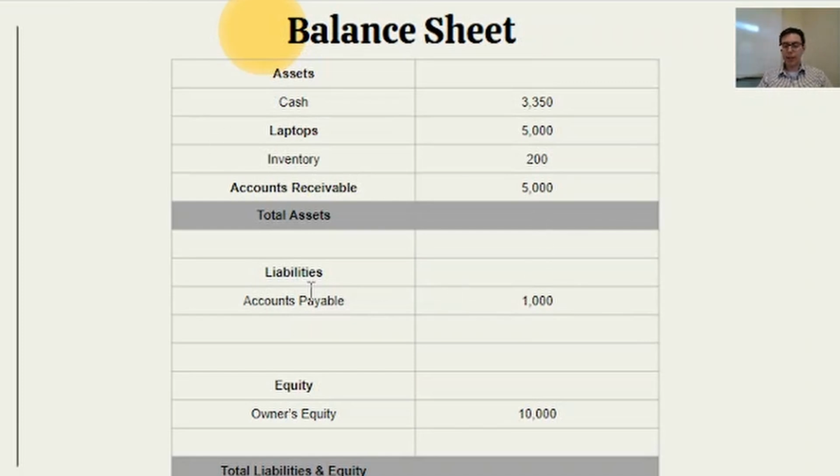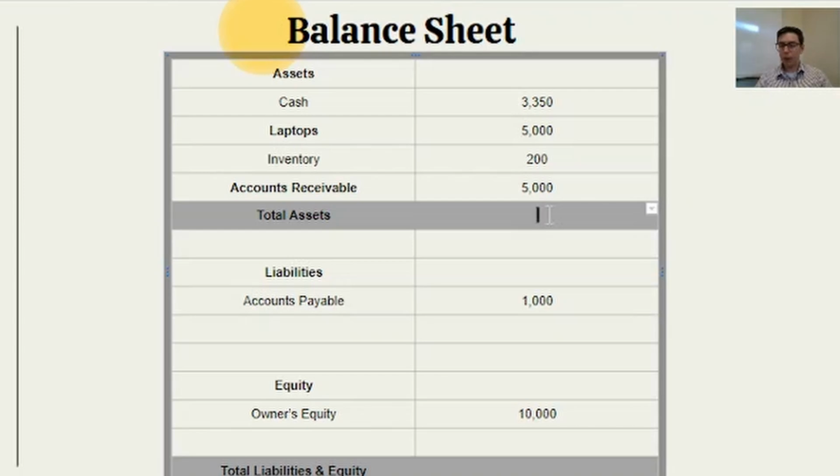Now we're going to total our assets and then total liabilities and equity. And again, as the title states, balance sheet, these two amounts should balance. So we're going to add 3,350 plus 5,000 plus 200 plus 5,000 again. And we get 13,550. Okay, and then when we do a quick addition down here, it seems like total liabilities and equity is actually 11,000. So it seems like something's off. We might be missing something.